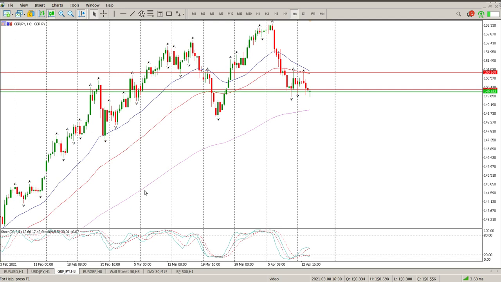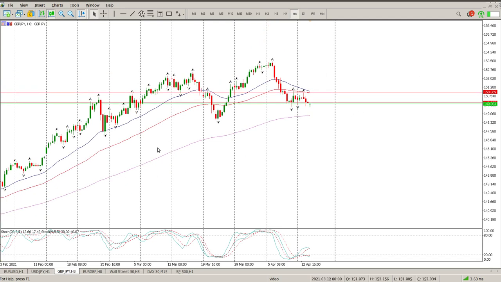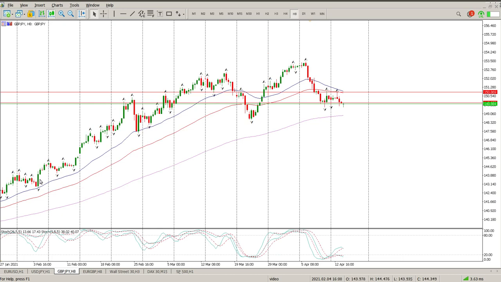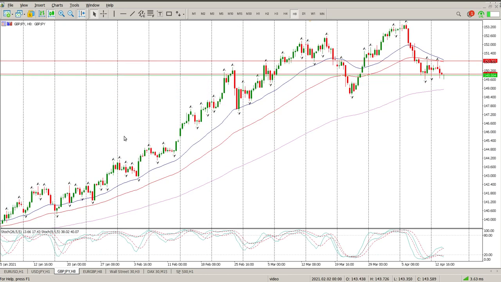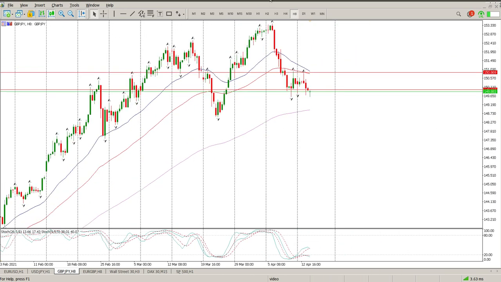If we move across to British pound, Japanese yen, similar situation here. We've been in this upward trend pretty much all year, and now we've got this volatility coming into this pair. Tails to the upside, tails to the downside. That to me is barbed wire.